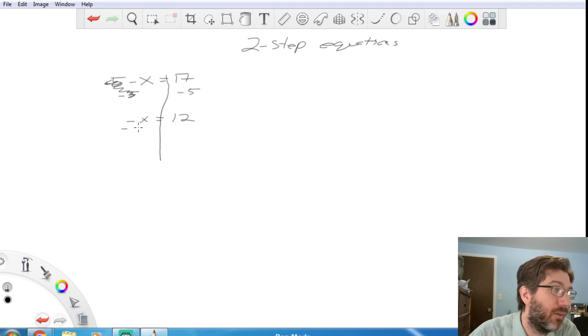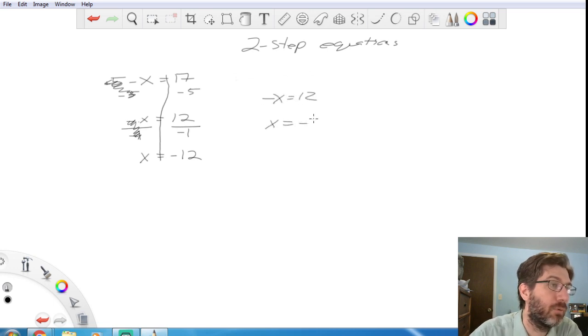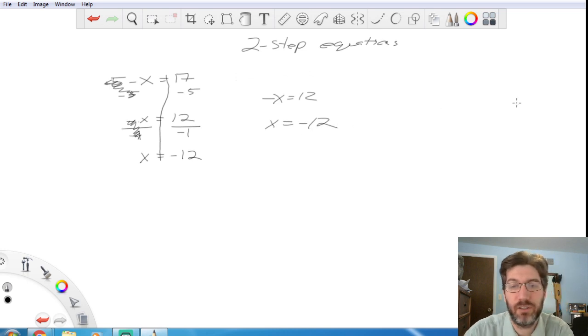So I'm going to divide this by negative 1, and I'm going to divide this by negative 1 as well. That's going to cancel out my negative sign, leaves you with x, and over here you're going to get 12 divided by negative 1, which makes it negative 12. Or you could just use some reasoning. If negative x equals 12, then you know positive x is going to equal the opposite of that, which is negative 12.